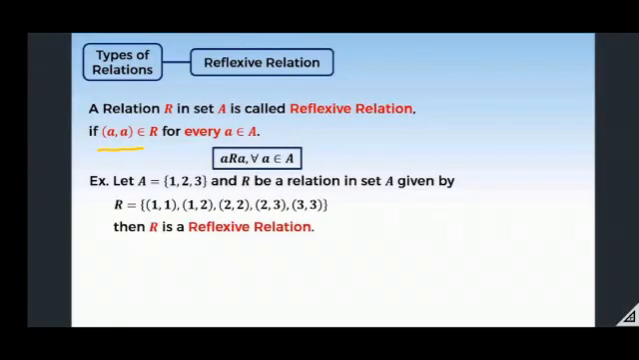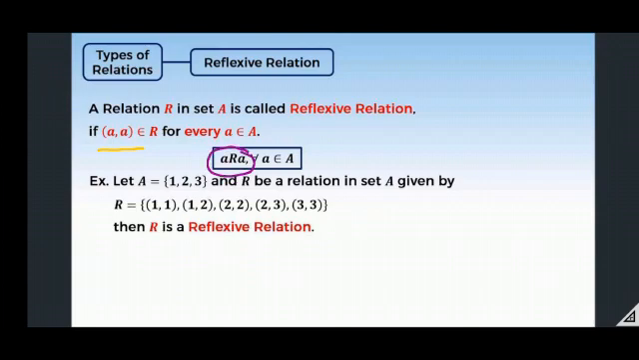A relation in a set A is called reflexive when every element of the set is related to itself. Now just see this slide here. A relation R in set A is called a reflexive relation if A is related to A. If A is related to A means what? Every element is related to itself. The thing will be clear to you when you go through this example. You could see A related to A.